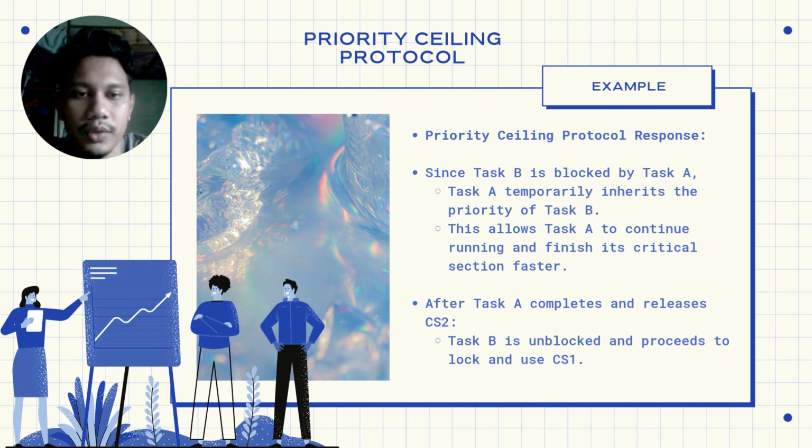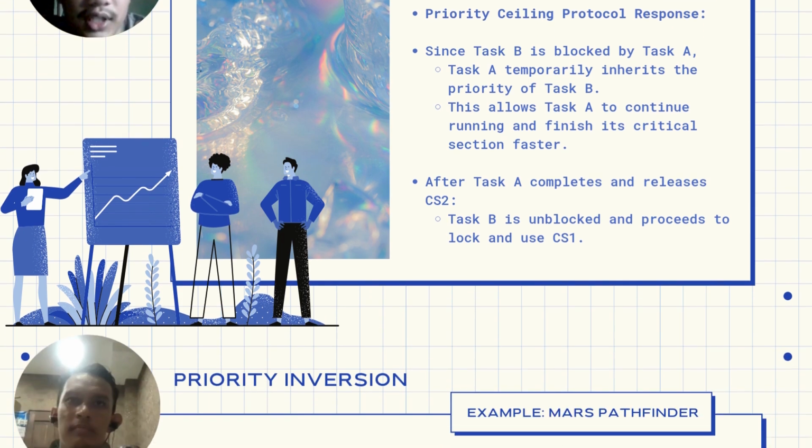Priority ceiling protocol response. Since task B is blocked by task A, task A temporarily inherits the priority of task B. This allows task A to continue running and finish its critical section faster. After task A completes and releases CS2, task B is unblocked and proceeds to lock and use CS1.